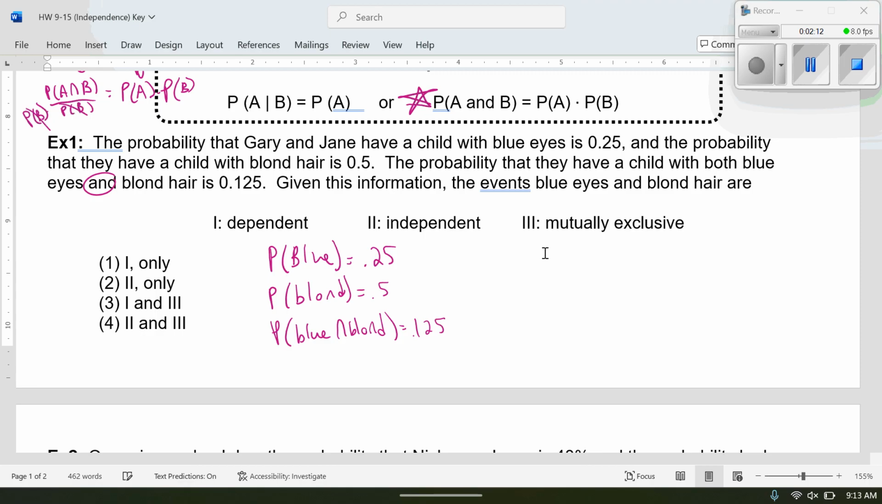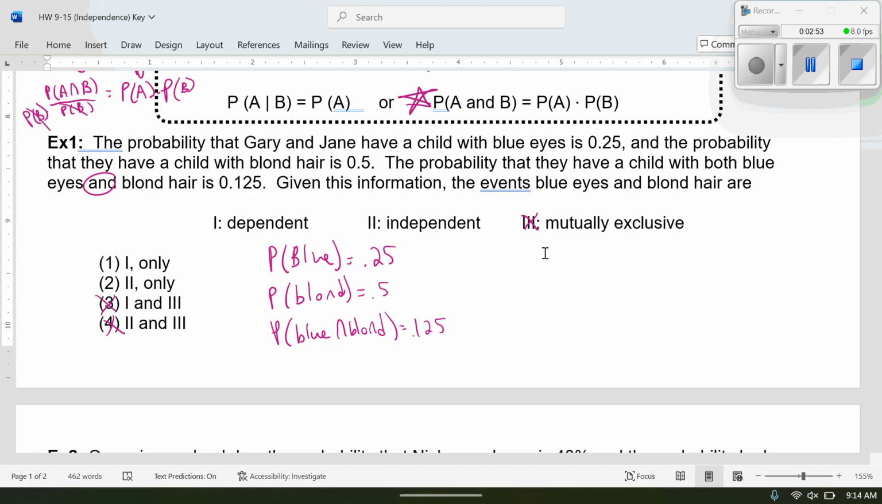The events blue eyes and blonde hair are what? Now, we have talked about that if you see dependent or independent, it is one or the other. Now, mutually exclusive means they cannot happen at the same time, but it is possible that a child could have blue eyes and blonde hair at the same time. So they are not mutually exclusive, meaning it is either choice 1 or 2. Now, you have two independence formulas. One is conditional, one is the multiplication rule. Which one are you going to go with? We don't have conditional probability, so it would make sense to go with the multiplication formula.